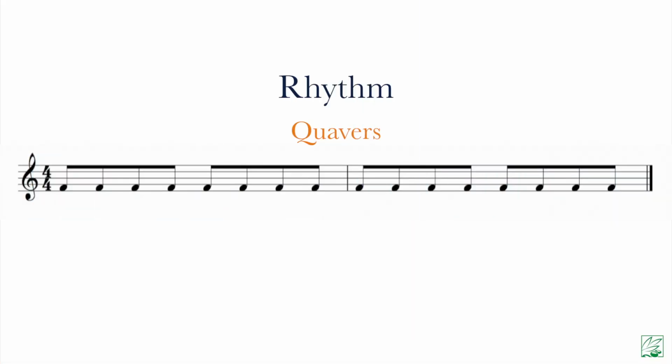Now let's learn about quavers. Quavers are beamed in either groups of 2 or 4 notes. 2 quavers make up 1 beat, so you would have 2 quavers for each crotchet beat.